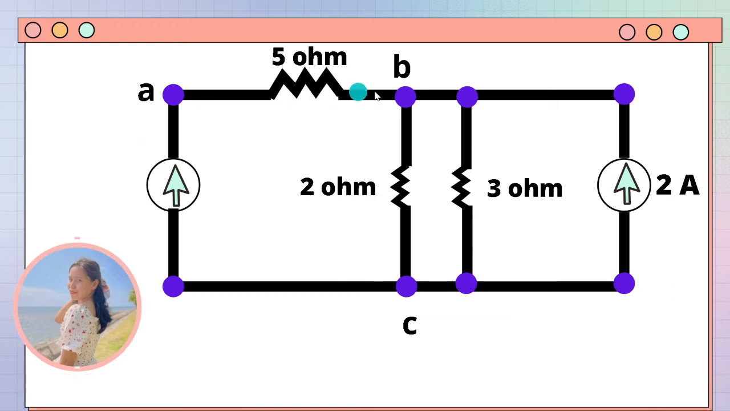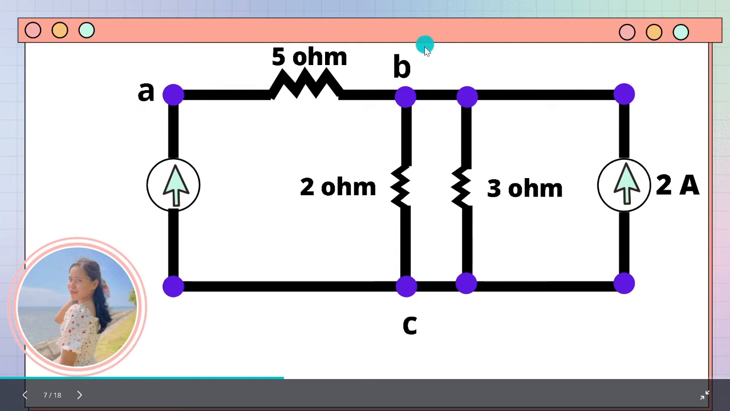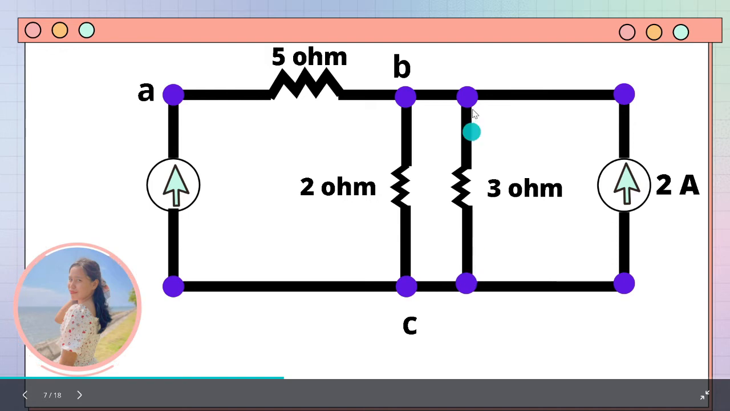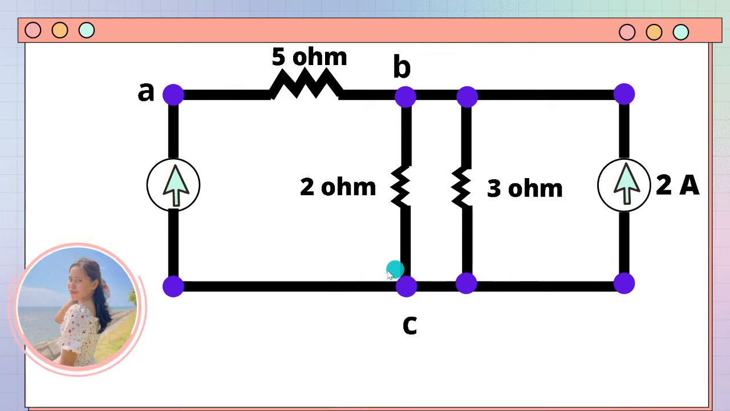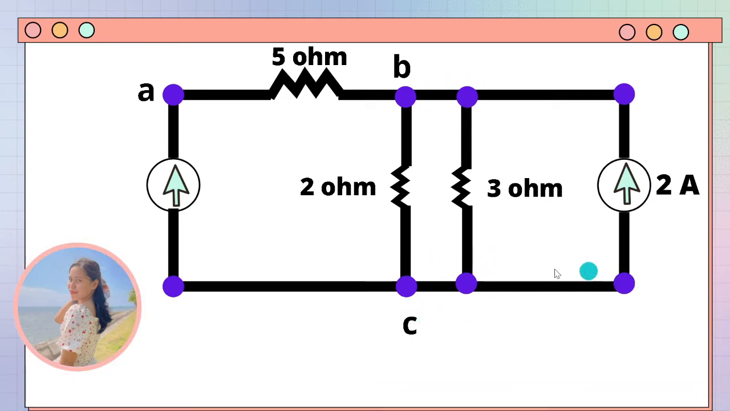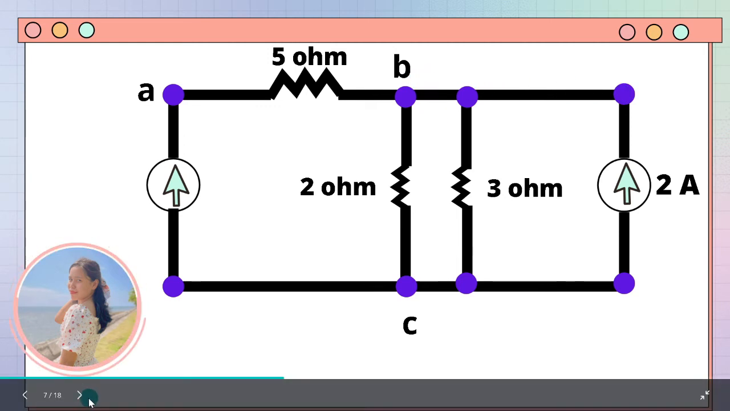Here, from A to B, interconnected with 5 ohms. So A to B is 1 and 1, so 2. From here to here, 3. From here to here, 4. From here to here, 5. All in all, we have 5 branches. If you're wondering why I did not include this one, it's because it has no element, so it is not considered a branch.